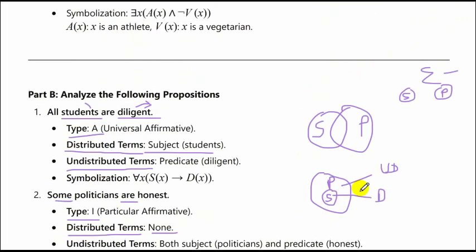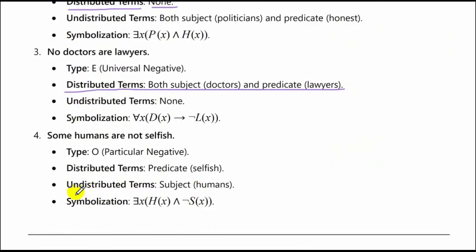Some humans are not. So it is similar to this. Some humans are not, so this portion is not. Some P are not S, or some S are not P. Some humans are not selfish. So the distributed term is the predicate. They don't fall in that category, so this has to be checked. I'll come back to this later on. It says it's a reverse: the predicate is distributed and the undistributed term is the subject.